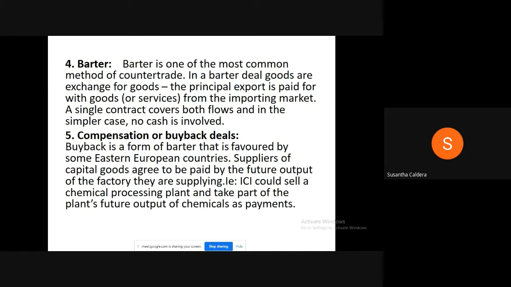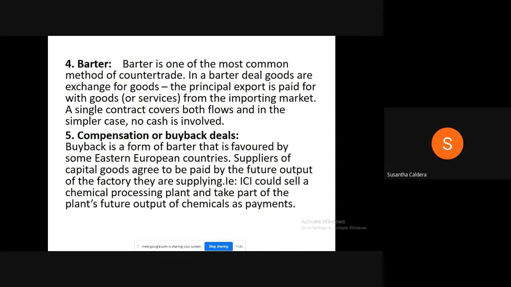Barter system. Barter system is a common one. You all know. That was the first financial system which we can talk about before the money or the currencies came into the market. Right? Barter is one of the most common methods as well as the oldest method in trading.